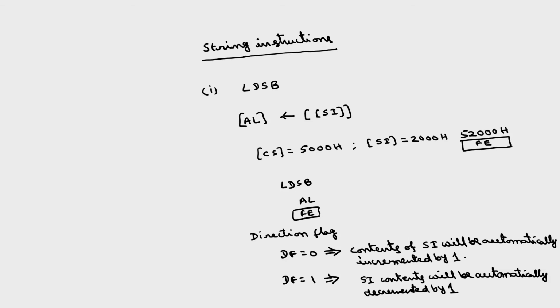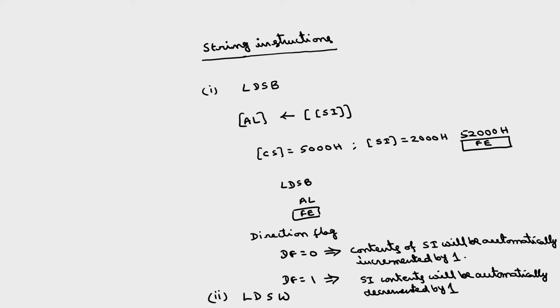Here we can have load string word also. The second instruction is load string word. Here, instead of AL, this will be AX. A word will be taken from two consecutive locations and that will be stored into AX. And here if the direction flag is 0, the contents of SI will be automatically incremented by 2. If the direction flag is set, the contents of SI will be automatically decremented by 2. That is the only difference between string byte and string word.